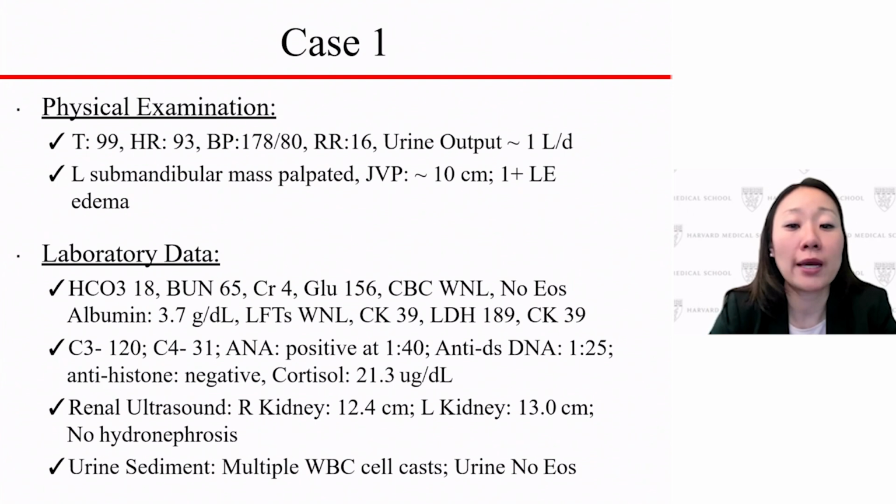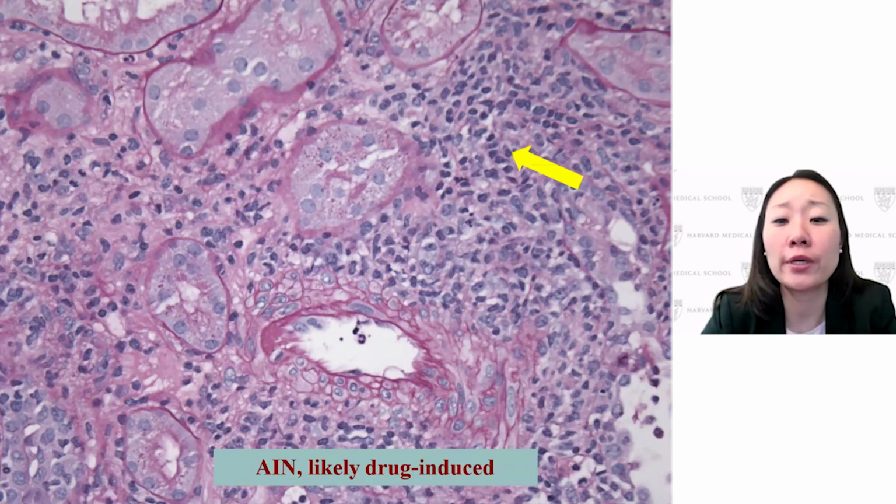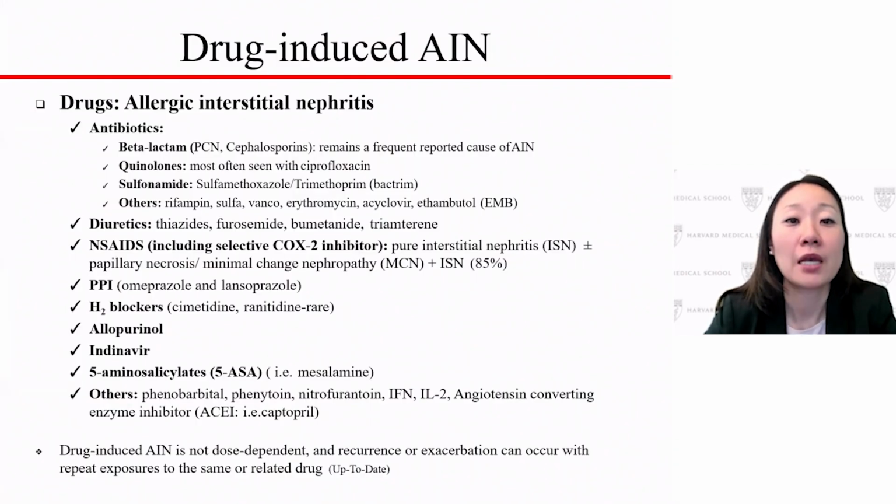He was also noted to have ANA positive at 1:40 ratio. And on renal ultrasound, his right kidney was 12.4 centimeters, left kidney 13 centimeters. His urine sediment was notable for multiple white blood cell casts and no eosinophils. So here is a slide showing the changes that we see on the biopsy for acute interstitial nephritis that is likely drug-induced. And so here, in this patient's case, it was related to the immune checkpoint inhibitors that he had been treated with for his metastatic melanoma.